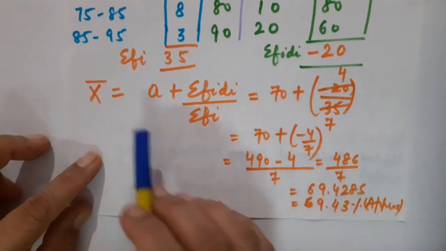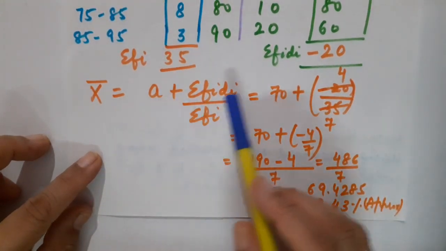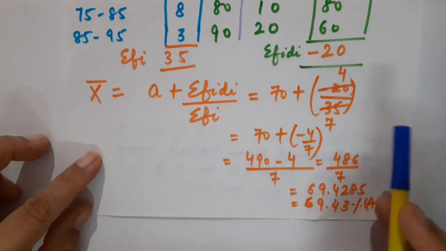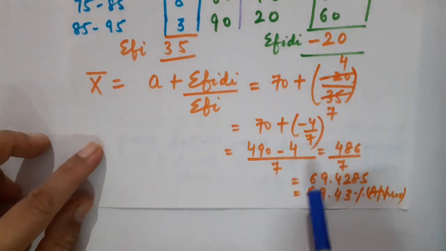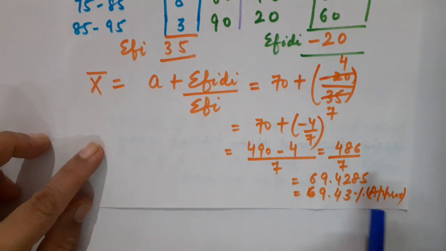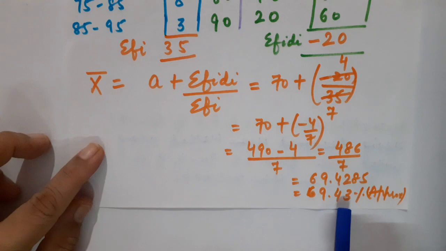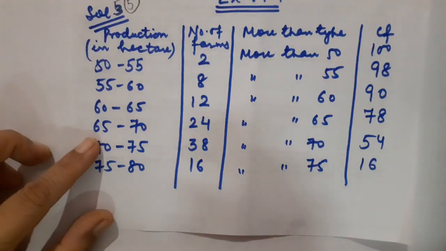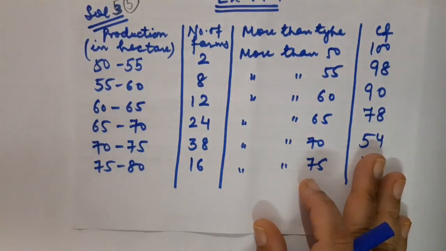The formula is x bar is equal to a plus sigma fi di upon sigma fi. So please verify the calculation part, just to check whether you have done it in the same manner or not. So what is the answer? What is the mean literacy rate? That is 69.43% approximately. Now children, I will be switching to question number 5.